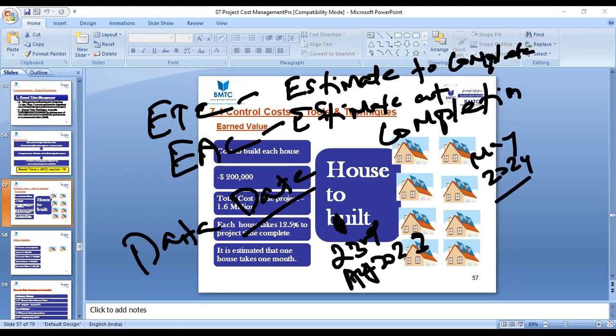From today, what is your remaining work? And what resources or what budget do you have in your hand to complete the remaining work? The money which you have remaining to complete the remaining work from today will be called estimate to complete. Is it clear or not, guys? Estimate to complete is nothing but the money or the resource which you have in balance to complete your balance work. Is it clear, guys?